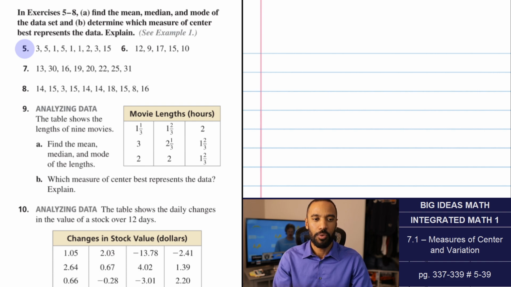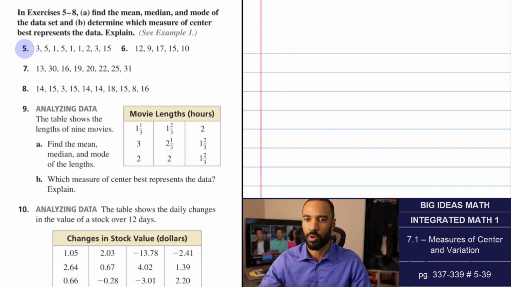In exercises 5 through 8, we are going to find part A, find the mean, median, and mode of the data set. Part B, determine which measure of center best represents the data and explain. Some of it can be subjective, but I hope that they give you problems that it stands out, that we can look at them for ourselves, especially if it's your first time trying these things.